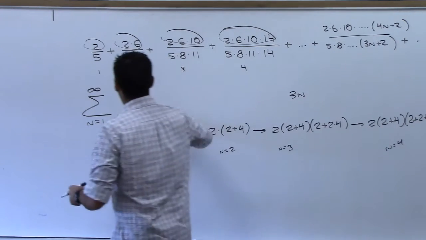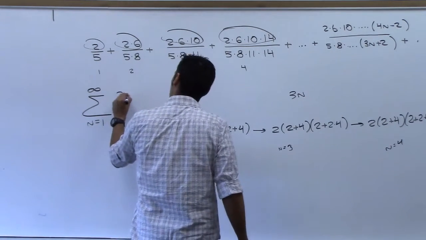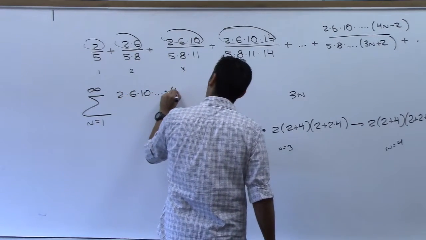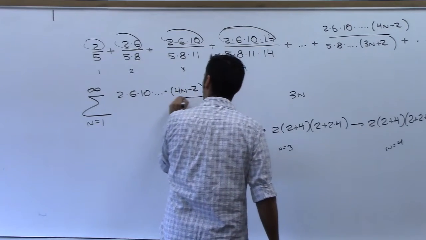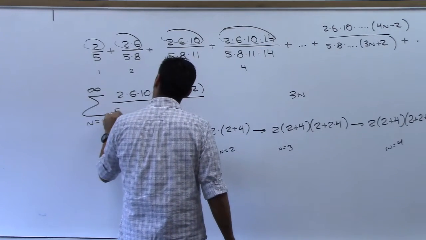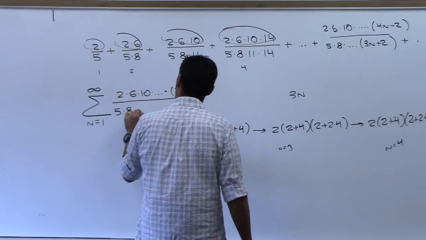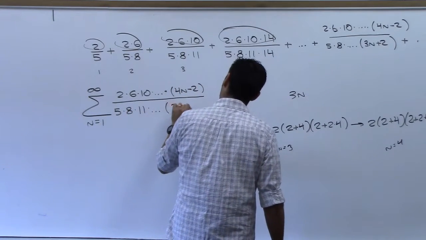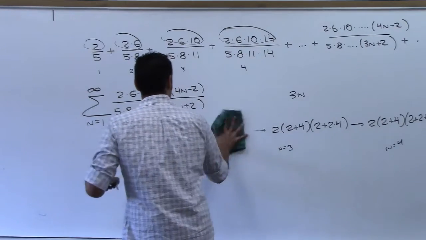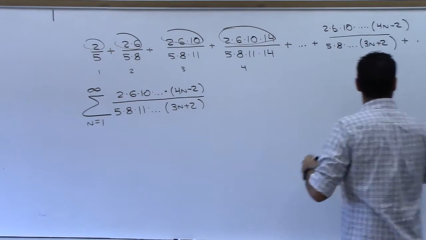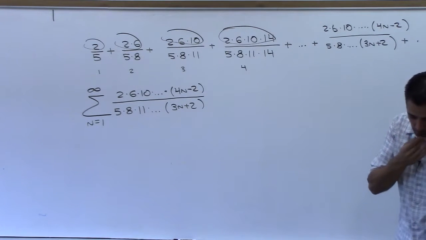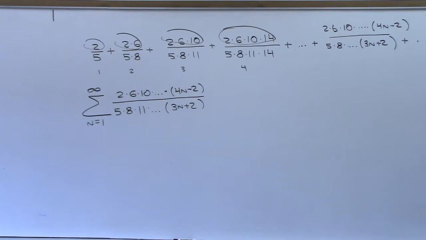So I need to write 2 times 6 times 10 times, to wherever I stop, over 5 times 8 times 11 times, all the way to where I stop, 3n plus 2. Is that all right? Now you'll be able to practice this on your homework on number 37, okay? There's another problem that you can look at and try to come up with the formulas.